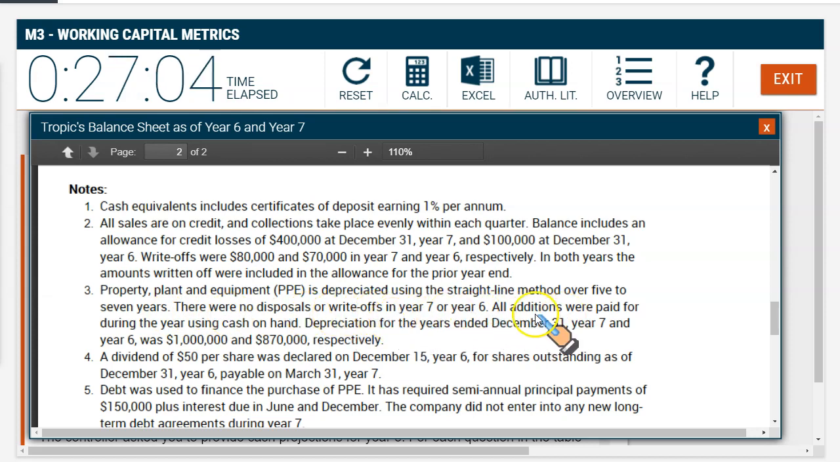All additions were paid for during the year using cash on hand. Depreciation for the years ended December 31st, year 7 and 6 was 1,000,000 and 870,000 respectively. So the relevant depreciation that we should consider is $1 million for the period.